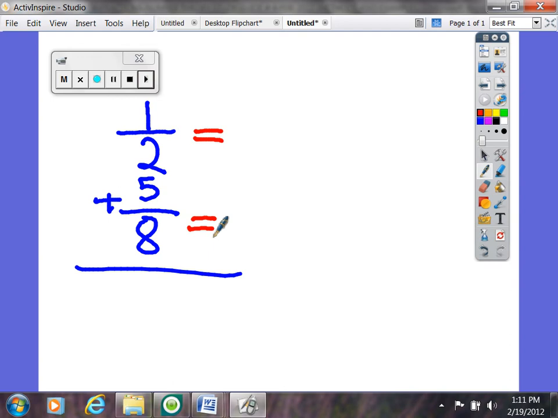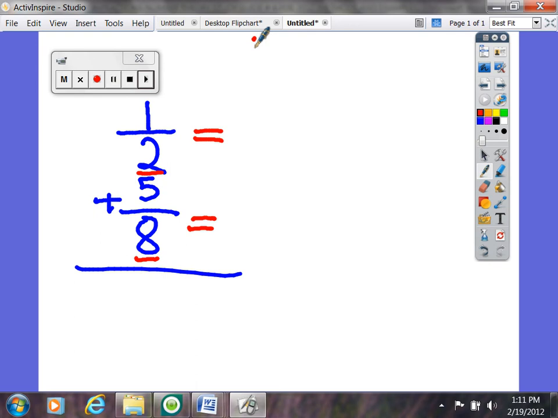Now, basically what this means is this. I've got to change 2 and 8 to the same denominator. Well, how do I do it? One way, and this is in study guide number 2, very detailed, you can list the multiples of 2.